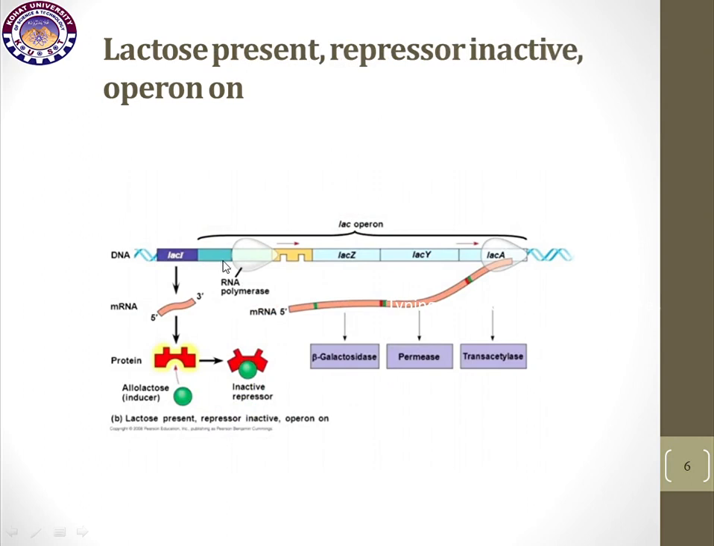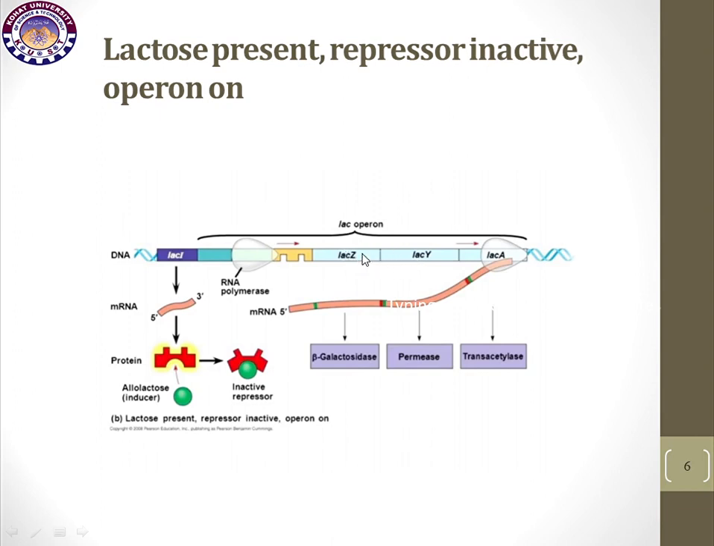This is also the entire stretch of DNA. This is the promoter region. RNA polymerase binds to the promoter region. This is the mRNA and the protein. This is the inducer, allolactose. If allolactose binds to the protein, it cannot bind to the operator region. So RNA can be made for lacZ, lacY, lacA. These are the structural genes.